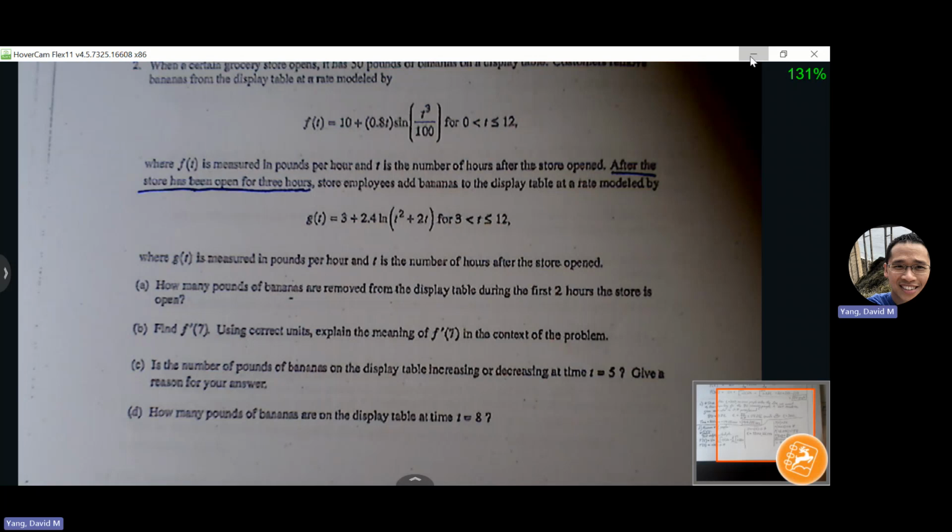Part B says find F prime of 7. Using correct units, explain the meaning of F prime of 7. Try that.